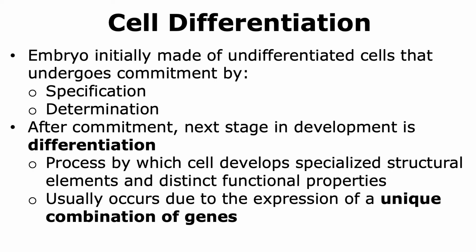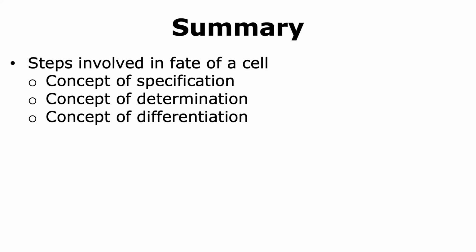Differentiation usually occurs due to the expression of a unique combination of genes in that cell. We're going to learn more about the differentiation process in Chapter 3. With this slide, we come to the end of Chapter 2. With this, we come to the end of our talk, where we learned about the different steps that are involved in the cell determining its fate in the embryo. And these included the processes of specification, determination, and differentiation.